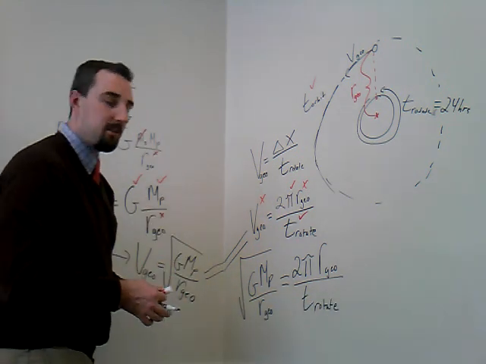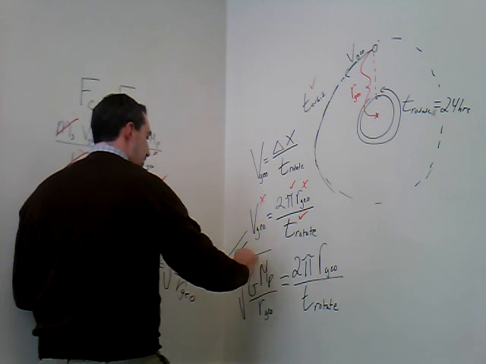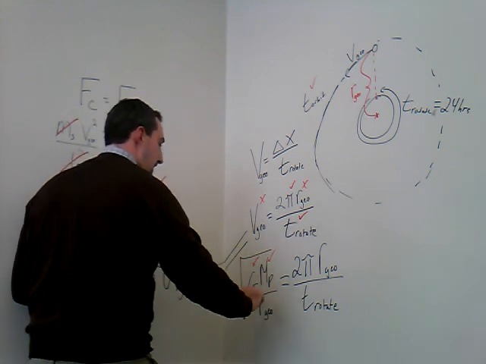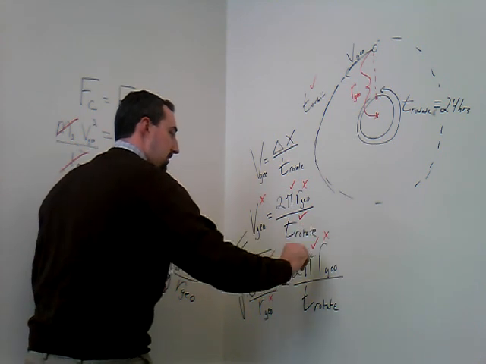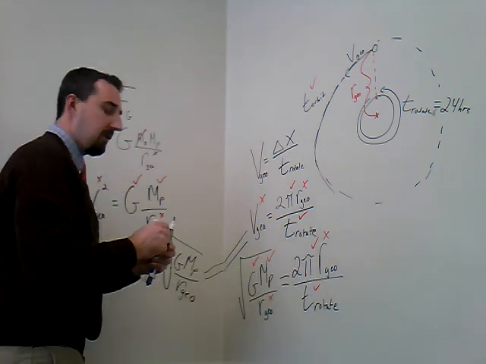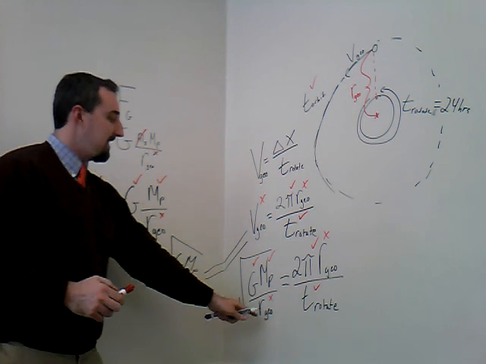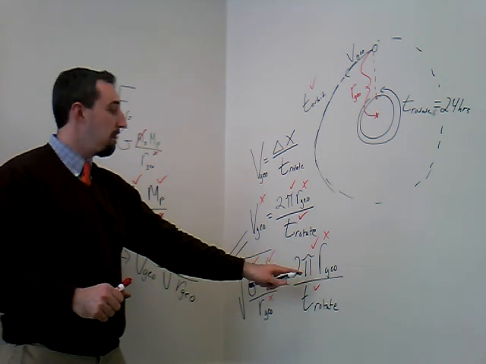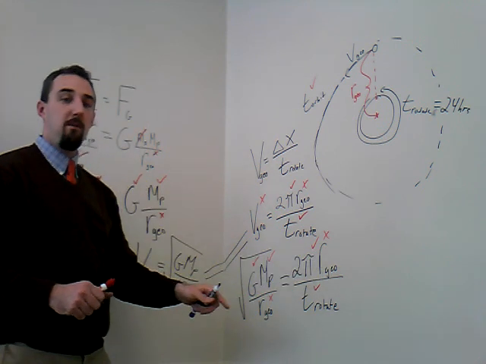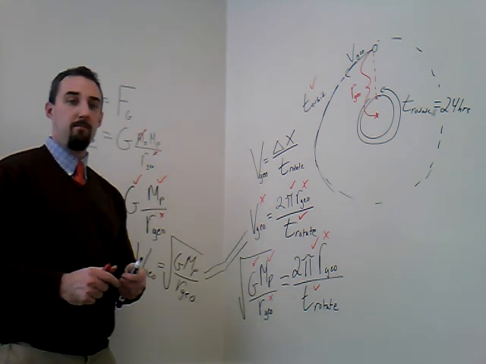Now, can I solve this problem? Let's see. I know G, I know M_P, I don't know R_GO. I know pi, I don't know R_GO, I know the time to rotate. At first glance, it looks like there's two things I don't know, but they're really the same thing. So you can solve for R_GO, and you're done the problem. Good luck.